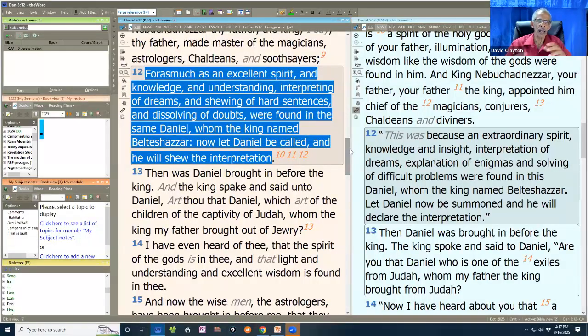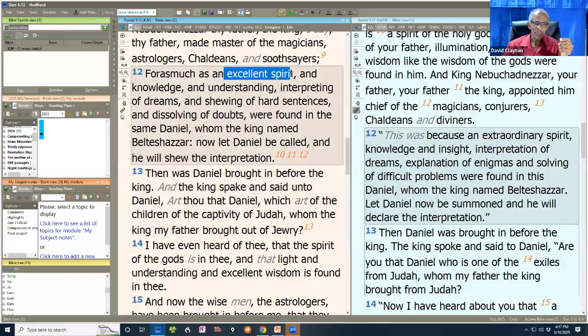She's apparently an older woman, and she remembers everything. Now, if you admire Daniel, you would never forget. Who would know better than this lady of the value that Daniel had to the kingdom, because she's from the old school. She's from the previous generation. So she knows how valuable Daniel was, and she is one of those who were maybe in the background admiring Daniel, because look at the way she speaks of him. There's an excellent spirit, knowledge and understanding, interpreting of dreams, showing of hard sentences. He could explain hard riddles and so forth. Dissolving of doubts. She has a glowing resume to give of Daniel.